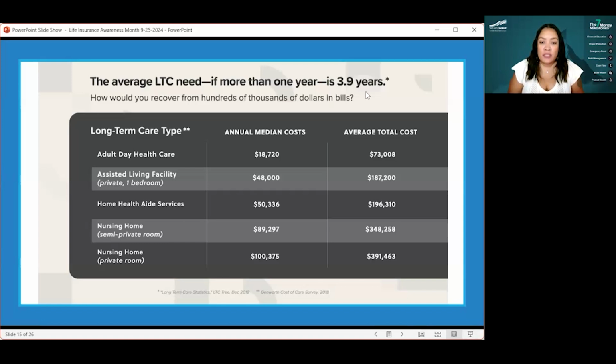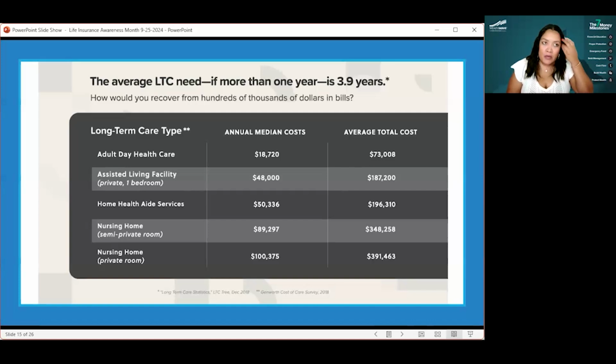And you can see that when someone needs this type of care, they're usually needing it for on average almost 4 years, 3.9 years. So you're talking about tons and tons of money that someone will need to pay for these type of services. And that's why I said they'll go broke.